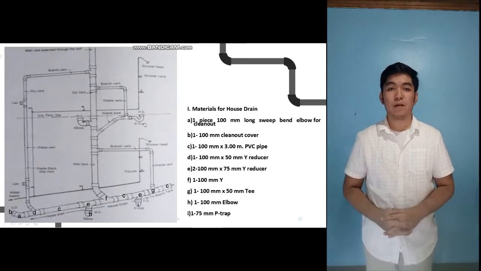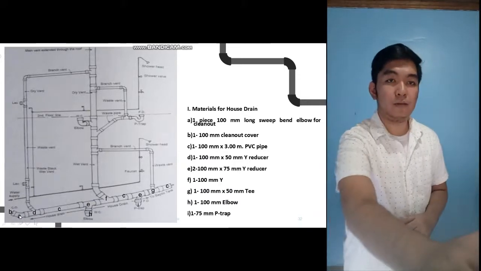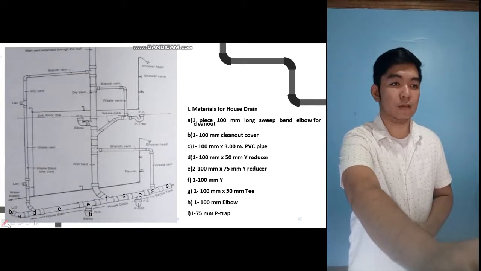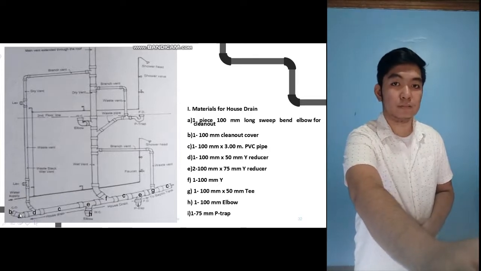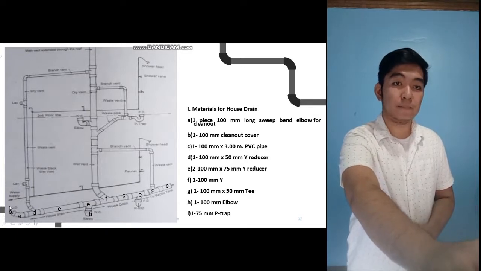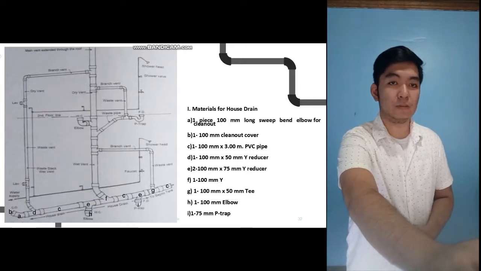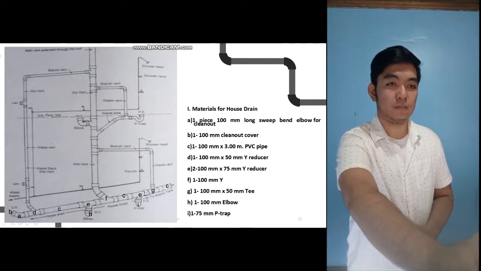So for materials for house drain, for A, ang one piece 100 mm long sweep bend elbow clean out kay naa diri gyapon. And aning B, mao itong clean out cover na 100 mm cover clean out. Sa C, one piece na 100 mm by 3 meter PVC pipe, kani wala siya itong PVC pipe na diri sa may horizontal bend.